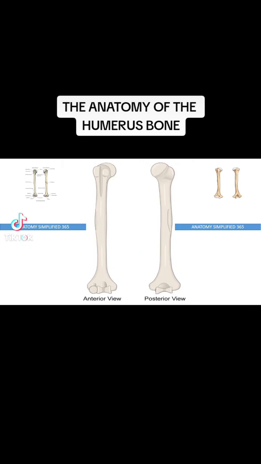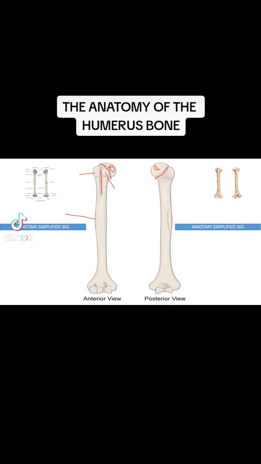Let's talk about the parts of the humerus bone. We have the head of the humerus, that is just here, and then we have the anatomical neck, that is right here. We also have the lesser tubercle, that is here. We have the greater tubercle, that is right here. We then have the intertubercular groove, that is in between the lesser tubercle and the greater tubercle. Here it is. Then we have the deltoid tuberosity. This is where the deltoid muscle attaches.